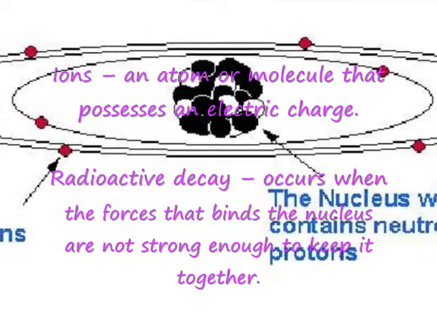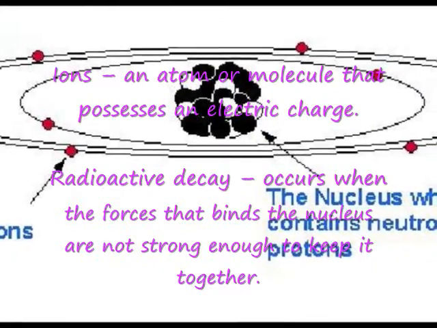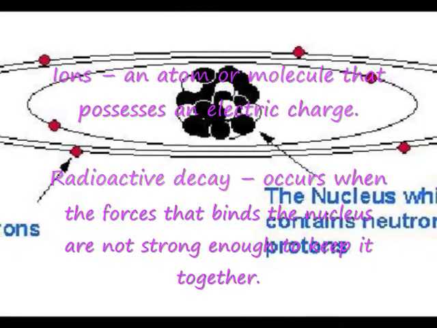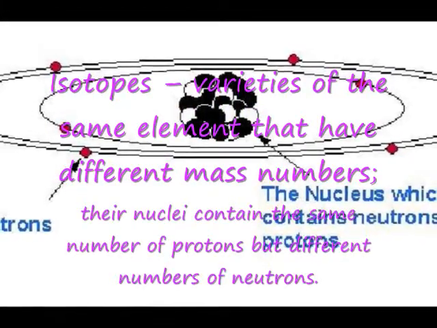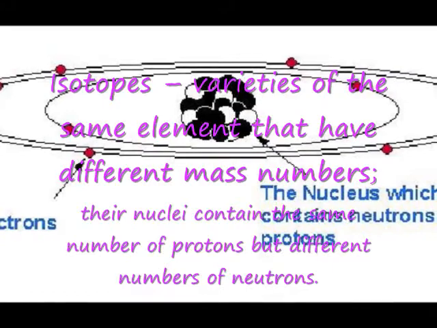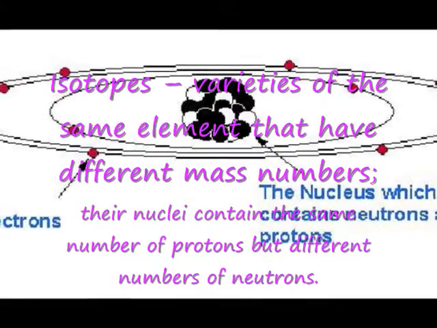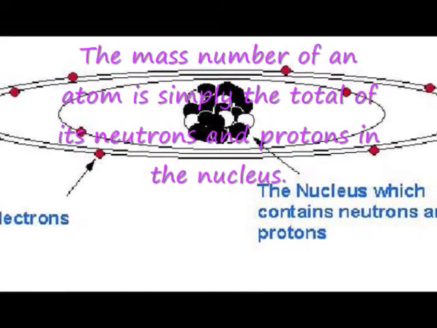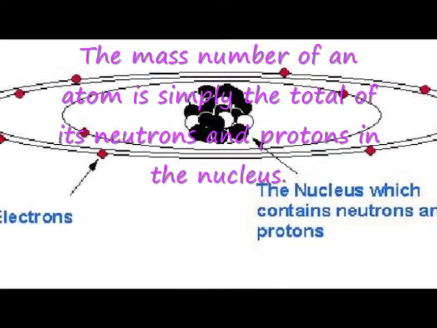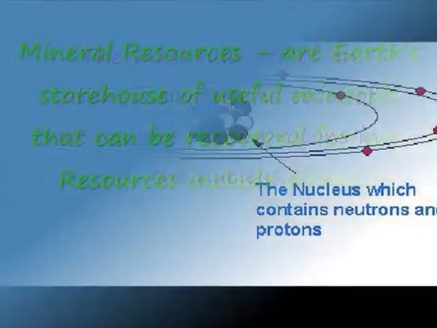Radioactive decay occurs when the forces that bind the nucleus are not strong enough to keep it together. Isotopes are varieties of the same element that have different mass numbers. Their nuclei contain the same number of protons but different numbers of neutrons. The mass number of an atom is simply the total of its neutrons and protons in the nucleus.